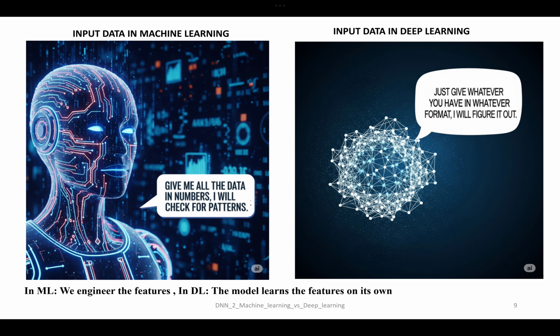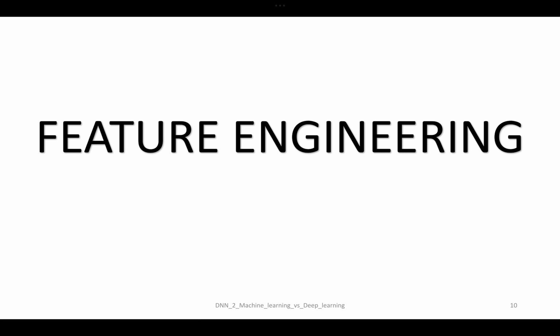Alright, so we just talked about how deep learning loves tons of data and can handle all sorts of messy input, while traditional machine learning wants clean and structured data, mostly numbers. Now, here's where feature engineering comes in. In machine learning, since the model isn't going to do much of the figuring out on its own, we have to help it by carefully choosing and creating the right features from the data.